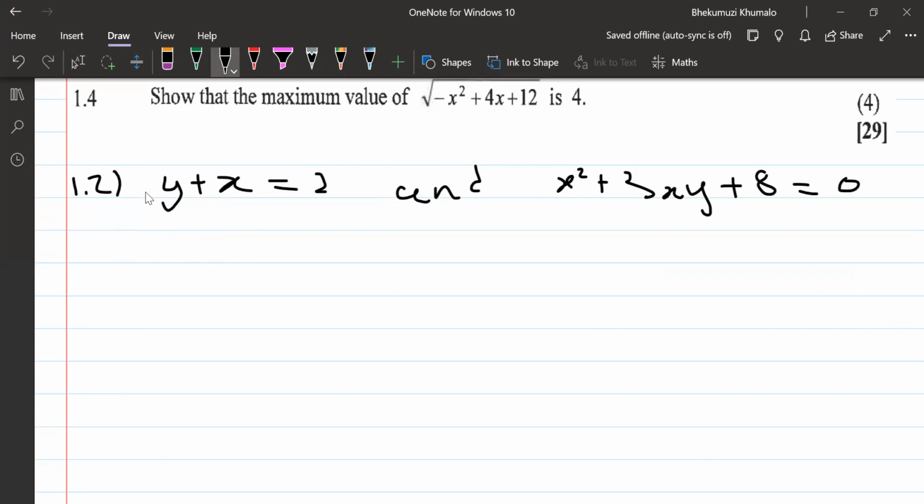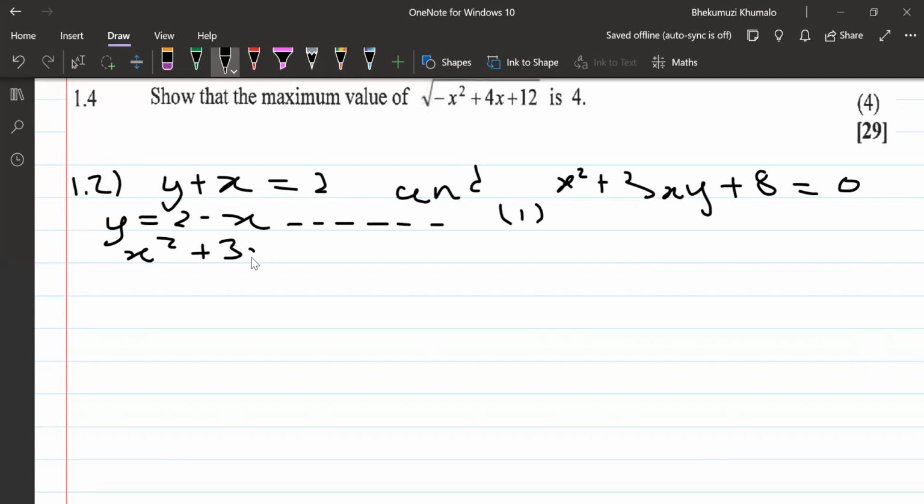So in this case, let's choose y. I'll say y is equal to 2 minus x. The first thing is that you need to name it, so that they know what you're substituting into what. We say this is equation 1, and then we have equation 2, so you just write out equation 2 as well.